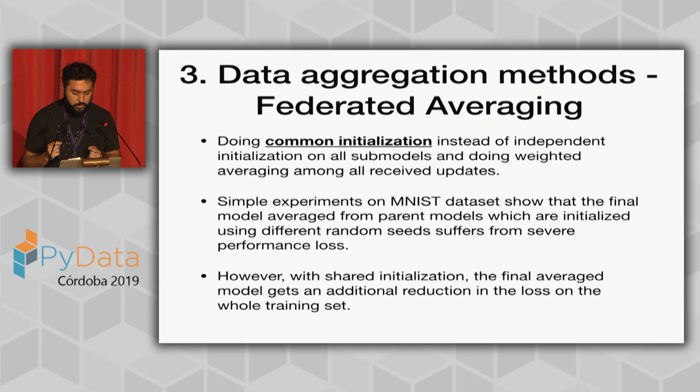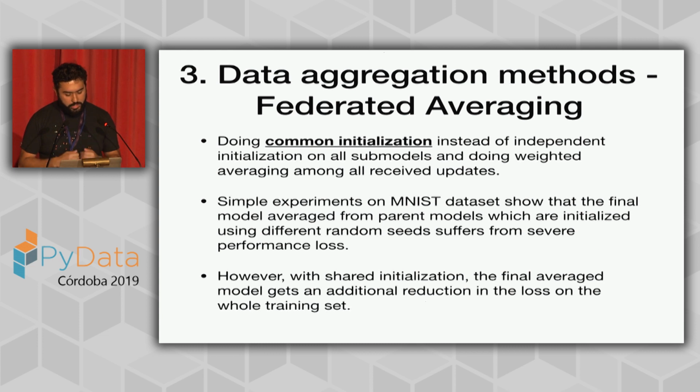And we're doing that because if we don't, we'll have a really big performance loss. A simple experiment was done on MNIST, the image classification dataset where you train a model to classify digits from pictures. It showed that not having the same initialization across all the different models makes it really hard for the model to converge at the end, or to avoid a huge drop in performance.